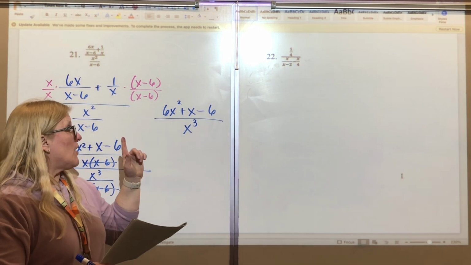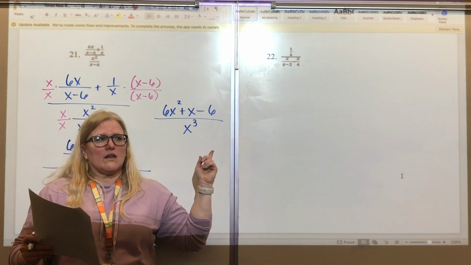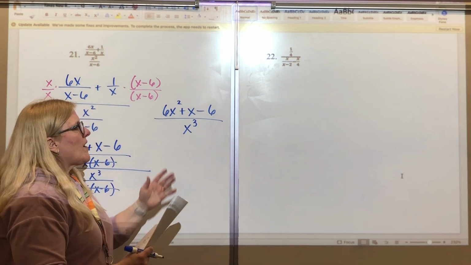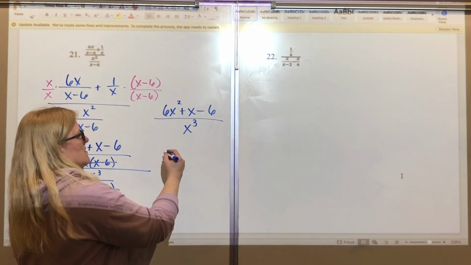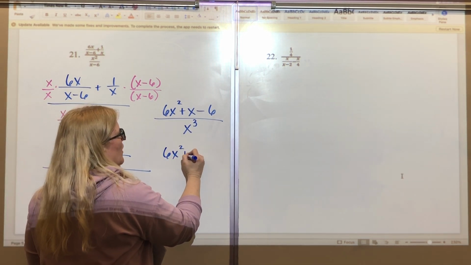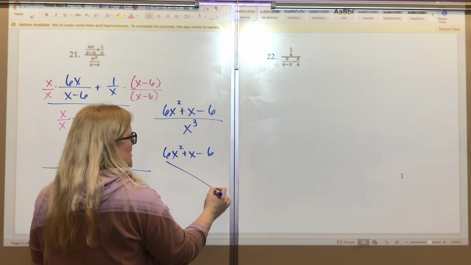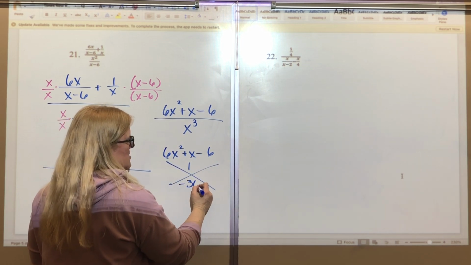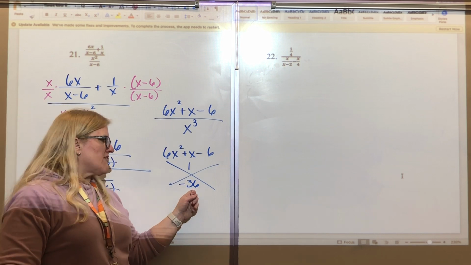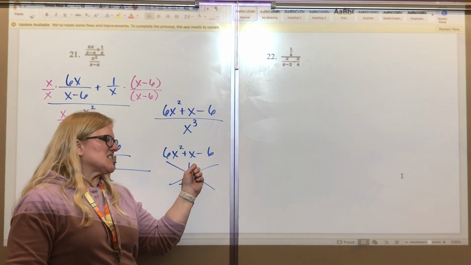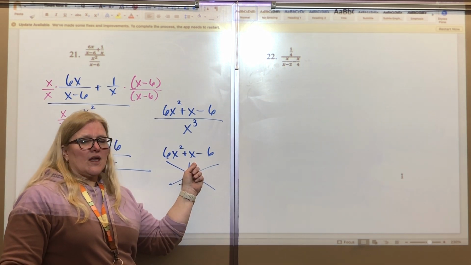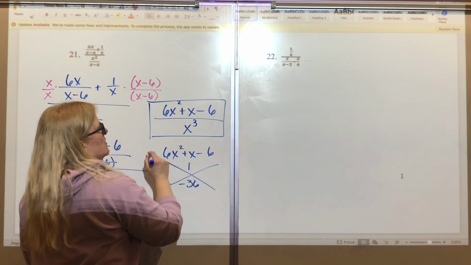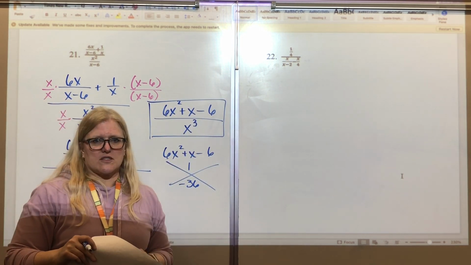Okay, now this one, you might look at it and go, oh, I need to factor that. And so maybe quickly just do a quick x table. This drops down. 6 times negative 6 is negative 36. What multiplies to give me negative 36 that adds to give me 1? Nothing. So this top is not factorable. So this is your final answer on that one.